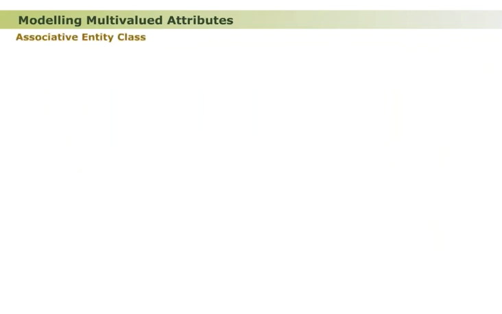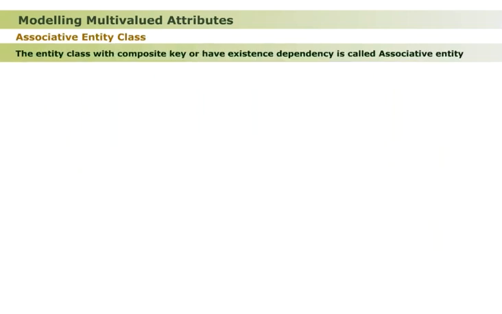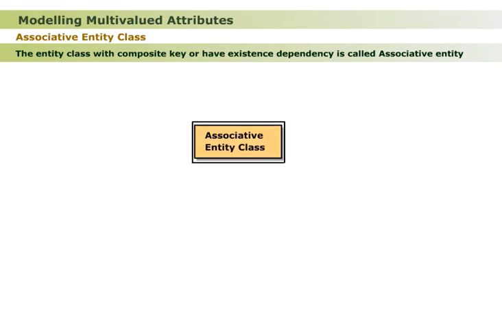Associative entity class. The entity class with composite key or having existence dependency is called associative entity. The associative entity class is also called weak entity class. It is represented by a rectangle with lines.